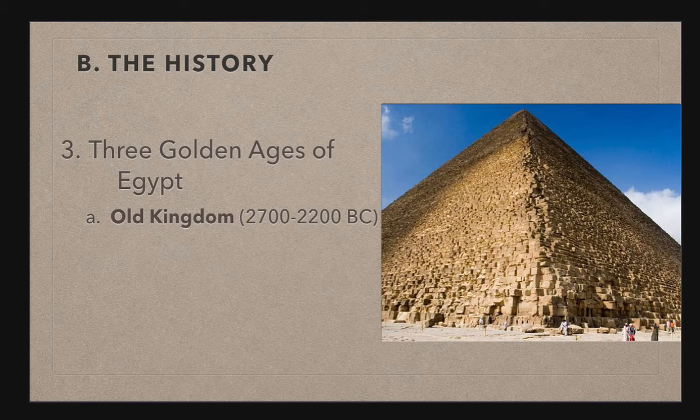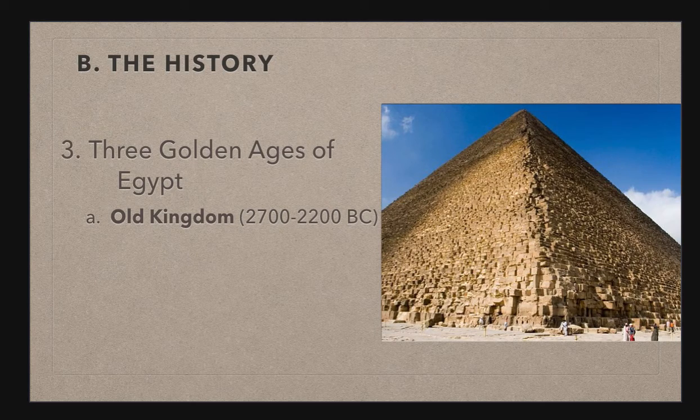And so when we look at their history, we're going to characterize it by each of those 3 golden ages. We begin, the first one here is the Old Kingdom. Old Kingdom lasts around 500 years, about 2700 to 2200 BC. Now these dates are approximate. It might be off by a few years here and there, but it gives you some frame of reference as to what and when we're talking about.